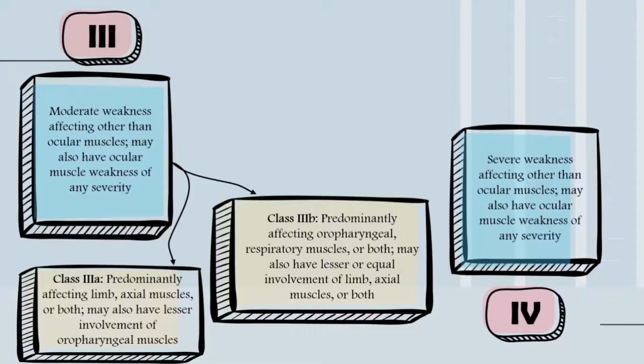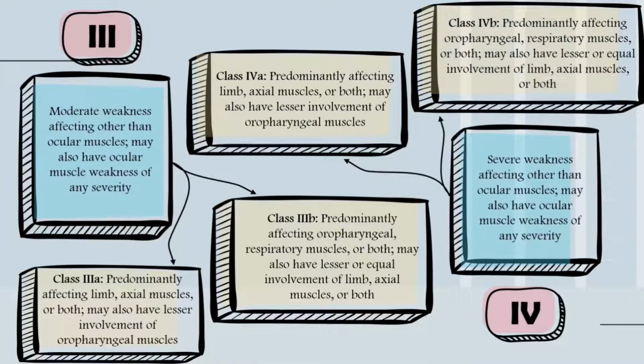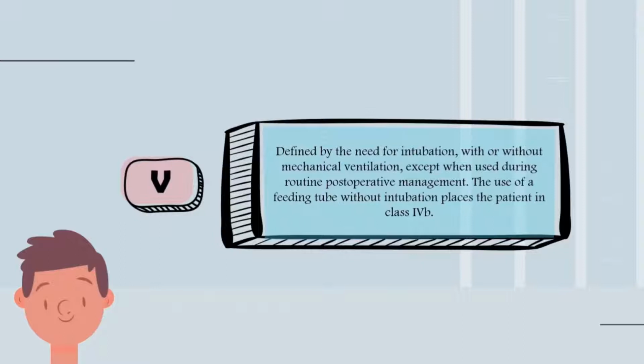Fourth stage is severe weakness affecting other than ocular muscles, may also have ocular muscle weakness of any severity, which also has 2 subclasses. The last stage is defined by the need for intubation, with or without mechanical ventilation, except when used during routine postoperative management.